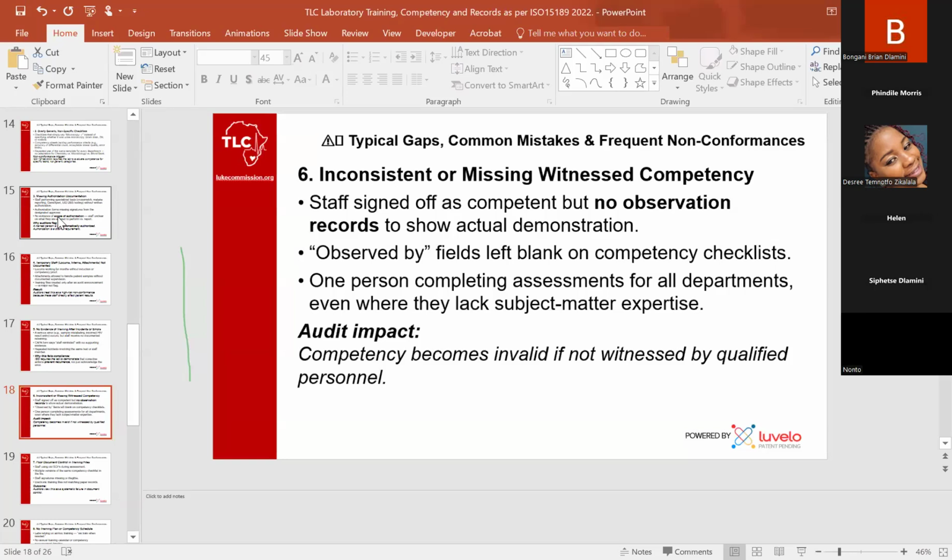Okay, audit impact. Competency becomes invalid if not witnessed by qualified personnel. So make sure that the person training you is competent, is qualified. Because if someone has not been deemed competent, say in POCT or whatever, and they train you, it's invalid. The person training you must be qualified.